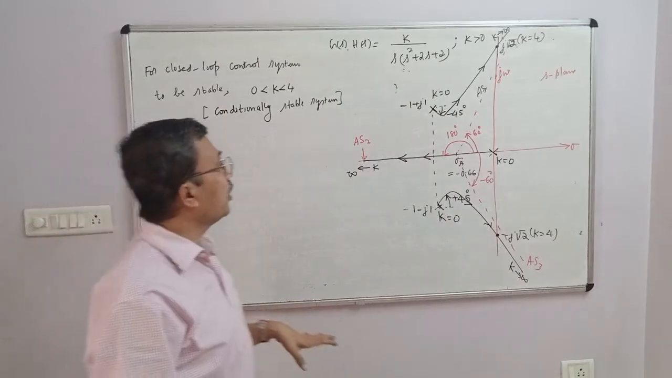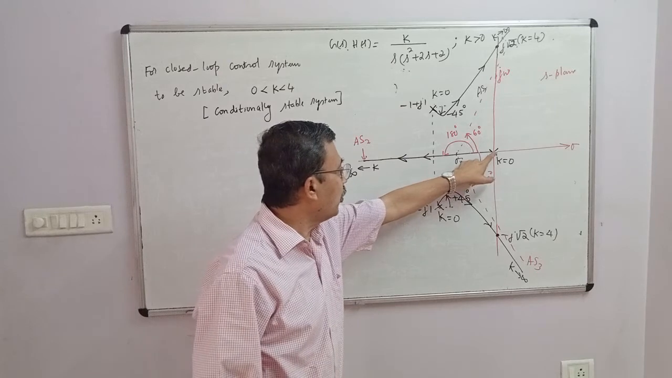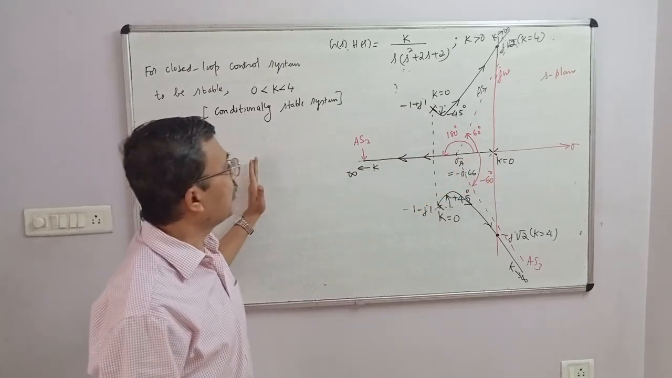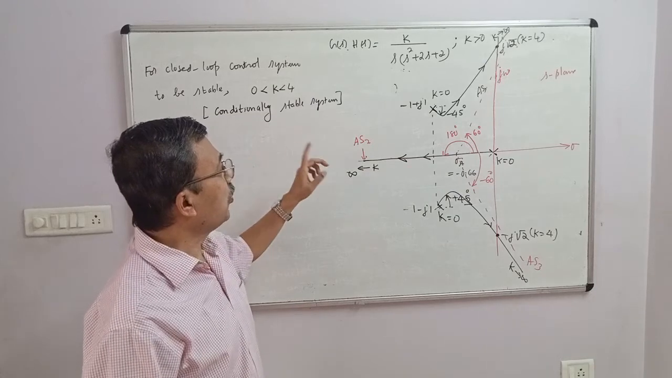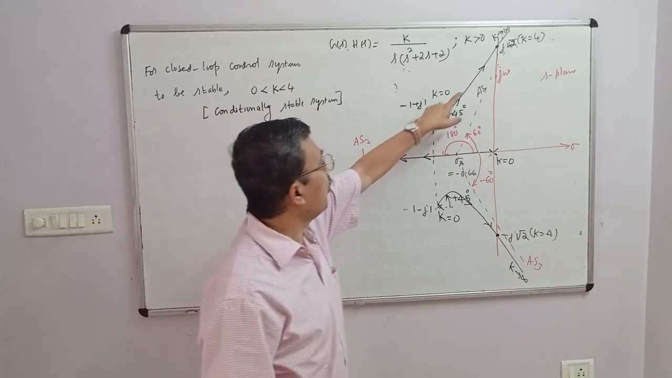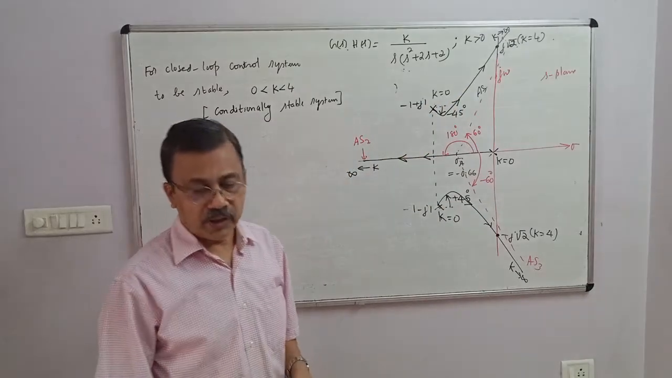What does this root locus mean? This root locus means for any value of k, there has to be one real root which can lie between s equal to 0 and s equal to minus infinity. And there will be two roots, correct? They will be complex and each one of them will be lying on these two branches of the root locus. Okay, that's what it means.